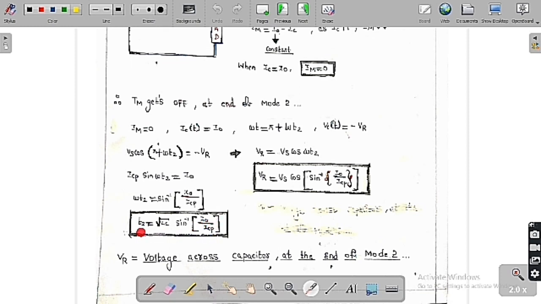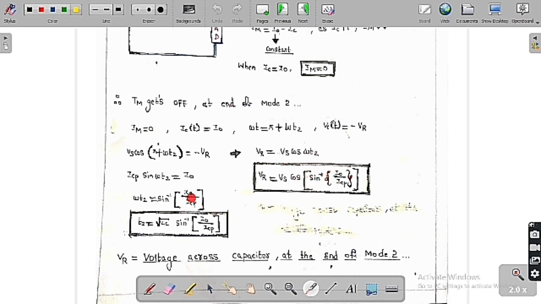So this is the time t2 at which it is going to have this much amount of value. So t2 is equal to root over LC into sine inverse of I naught by ICP. If you want to find the value of the capacitor voltage at the end of mode 2, then we can say that, as I have already told you, VR is equal to Vs cos omega t2, where omega t2 is equal to sine inverse of I naught by ICP. So this is the value of the capacitor voltage at the end of mode 2.